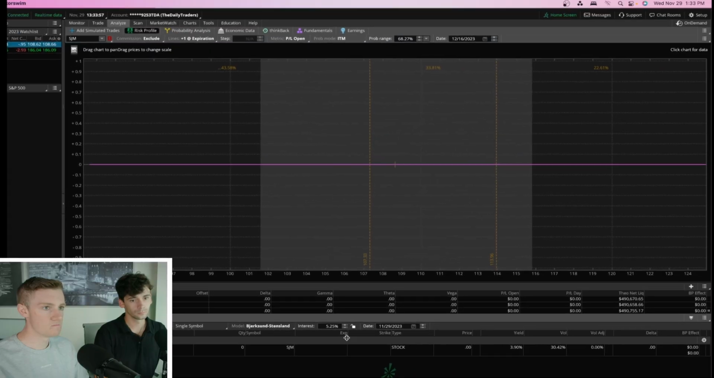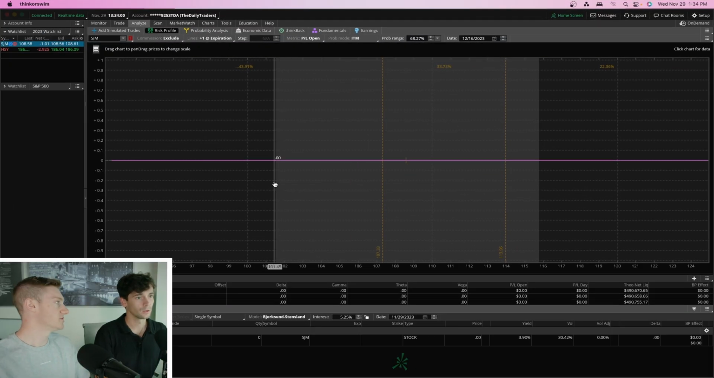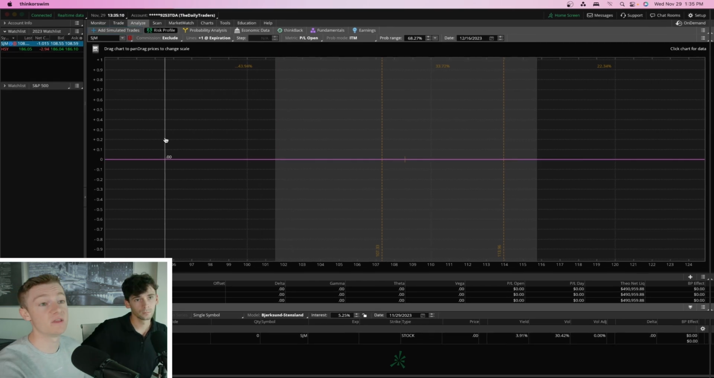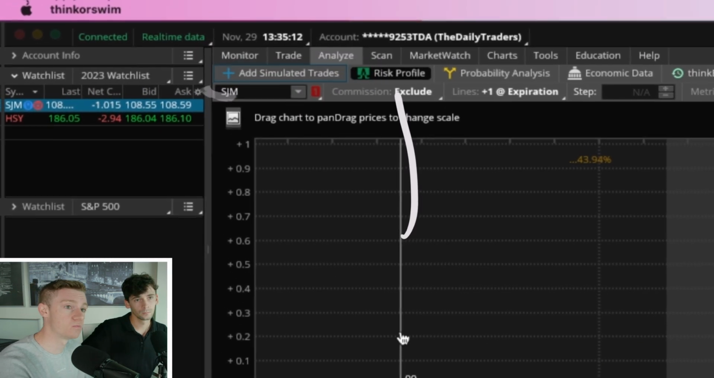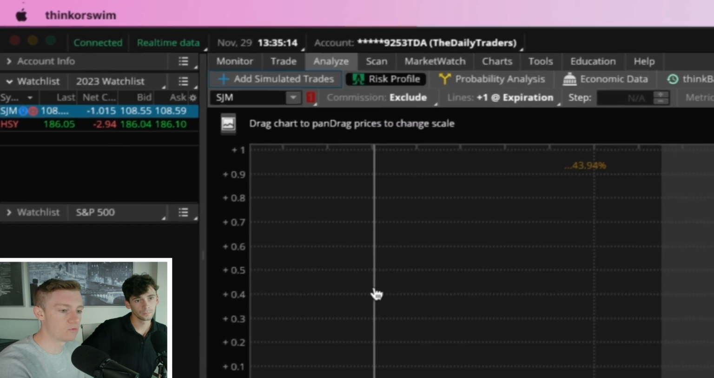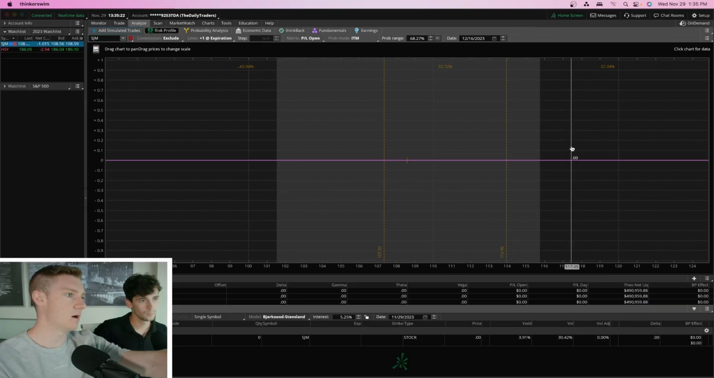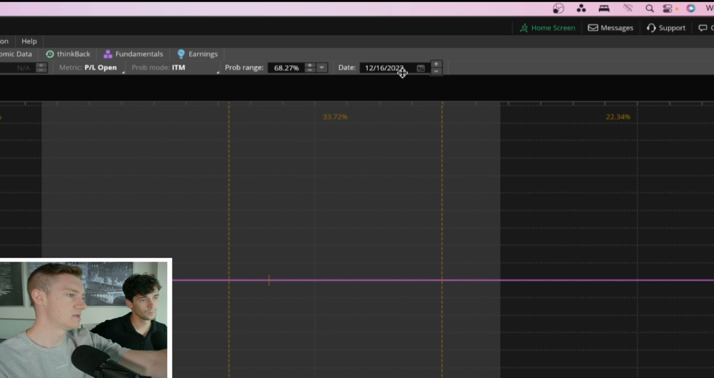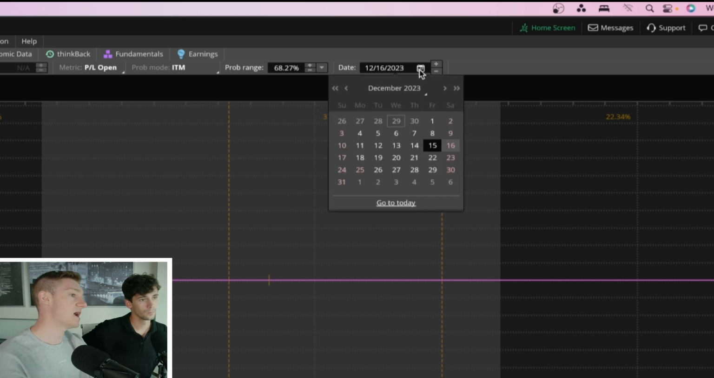So are you looking at this screen here? Is this confusing you? You have no idea what's happening? I don't know what's going on. Okay. The only things we're going to be using are the add simulated trades and the risk profile. The risk profile is where we're going to be entering our stop loss and take profit. And the date up here is the only other thing we're going to want to use. That's going to be the expiration date of the contracts that we're going to choose.